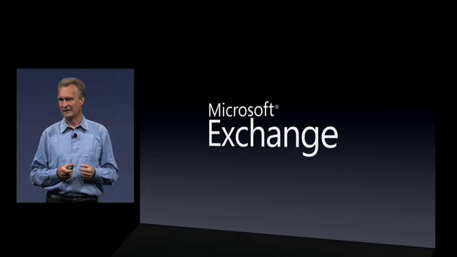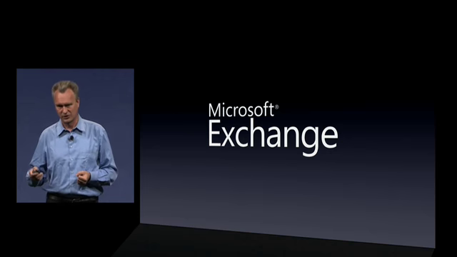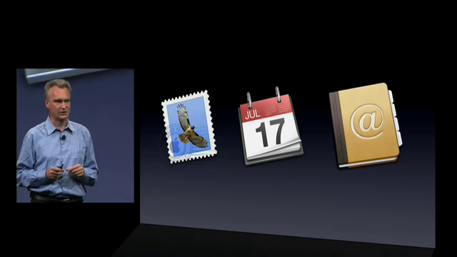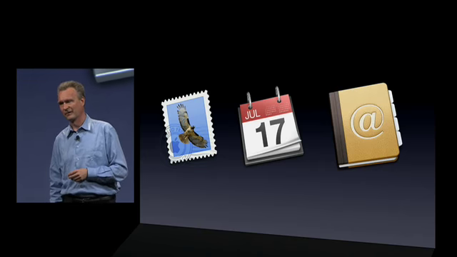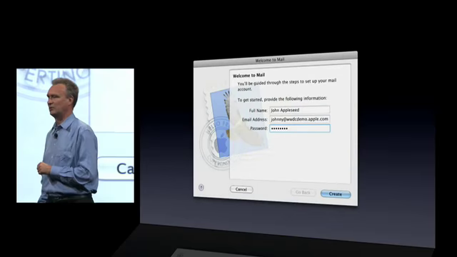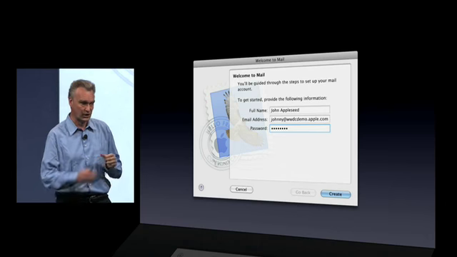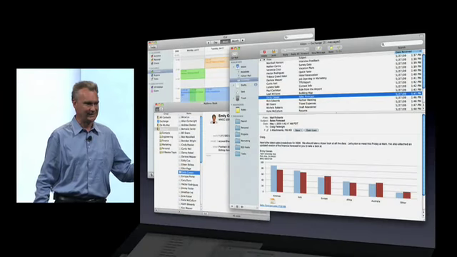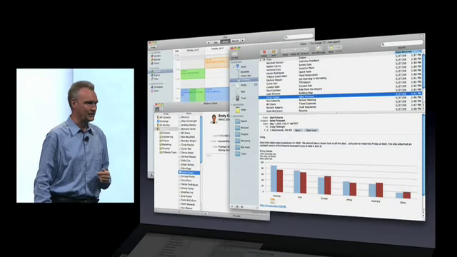What's missing is Exchange. So we've decided to build Exchange support into Snow Leopard into the main 3 communication applications: mail, iCal, address book. It's really, really simple to set up, thanks to auto-discovery in the Exchange server. You just fill in your email address and your password, and that's it. You are set up in all 3 apps. So what I'd like now is to ask Craig to come back and demo us Exchange.